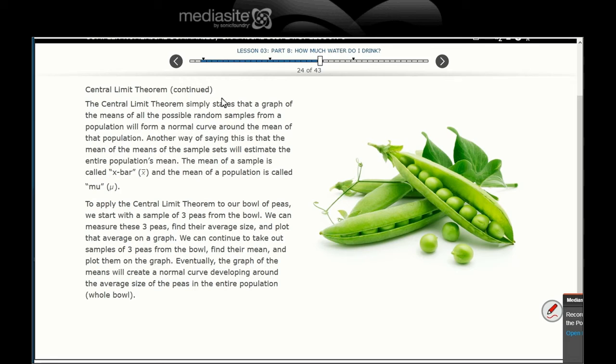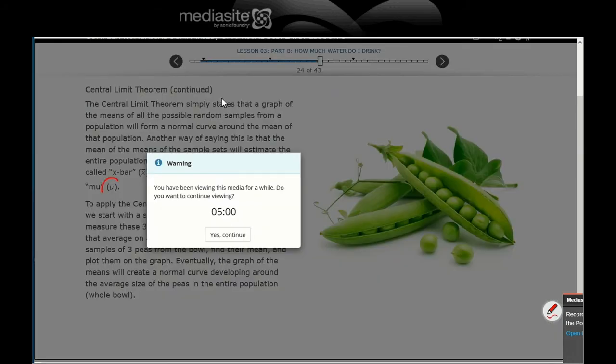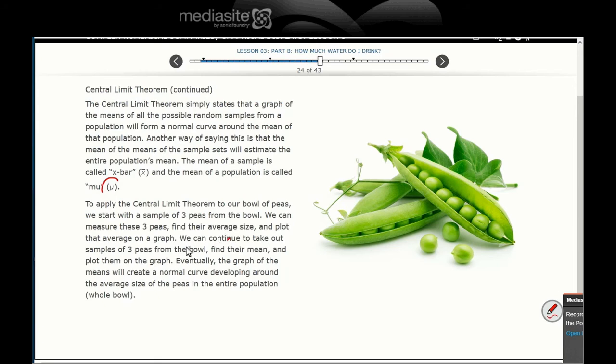Population parameters typically use Greek letters, while samples use regular letters.